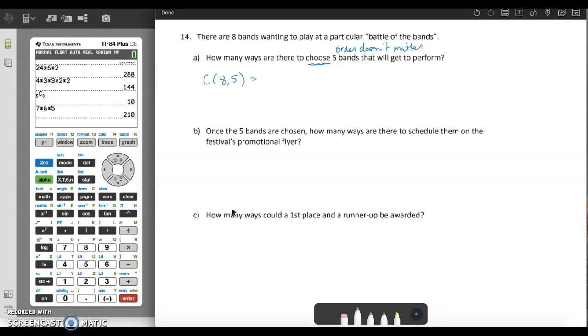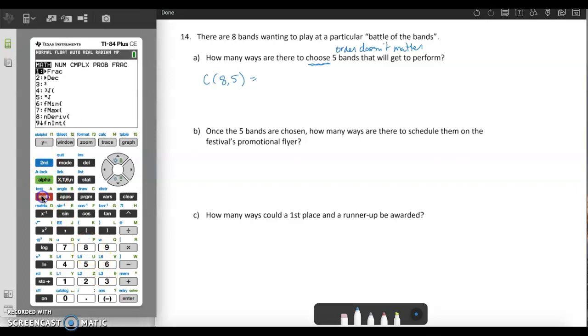Okay, so we're doing an 8 choose 5 combination. I'm going to do the easier way, let's say the calculator way on this one. I'm going to say 8, and then I'm going to go into my math, over to probability, and do number 3, and then say 5. So this equals 56.